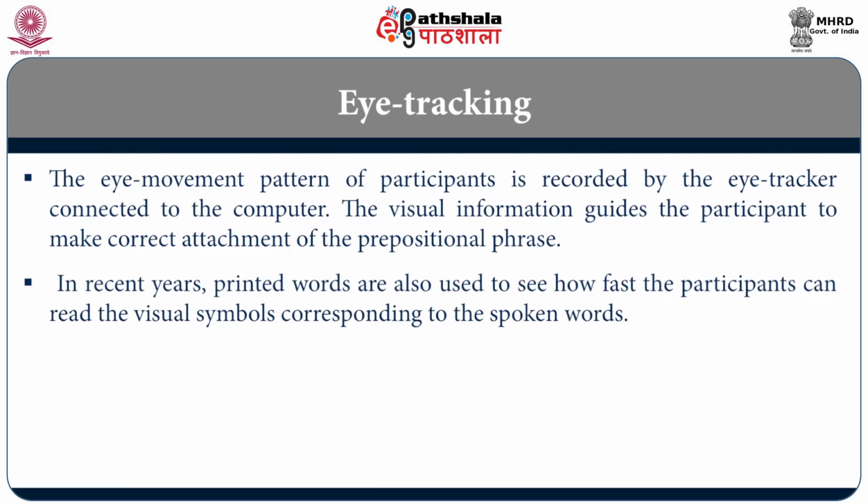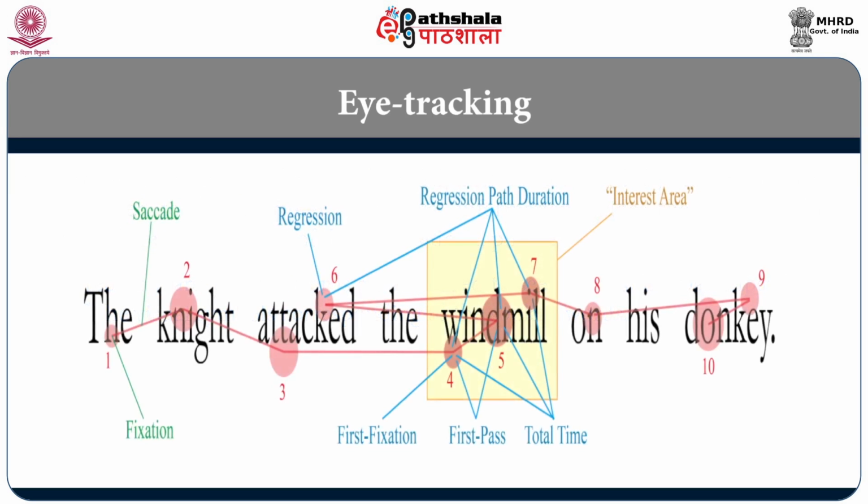In recent years, instead of using objects, they're also using printed words to see how ambiguity is detected in sentences. Look at the screen. You see the sentence, the knight attacked the windmill on his donkey. Now this is a slightly ambiguous sentence. The knight who's on the donkey attacked the windmill. But it's written, and also you will hear it, as the knight attacked the windmill on his donkey.